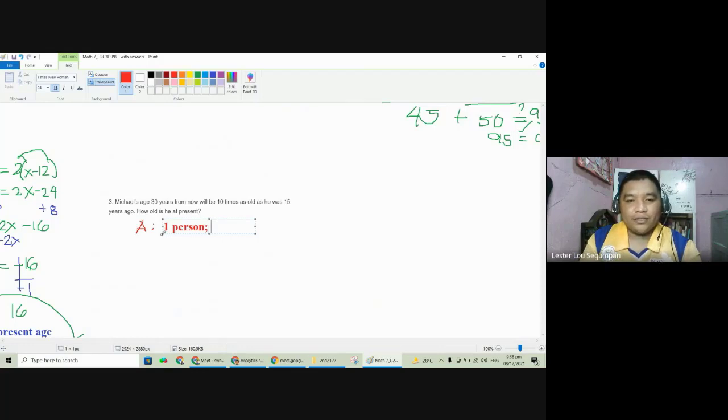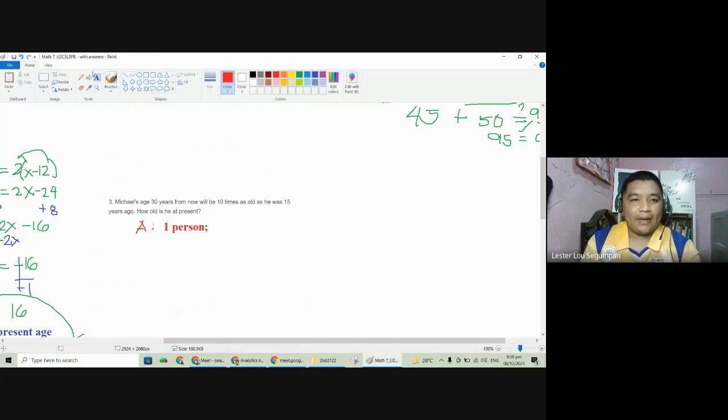We don't have other persons unlike number 1 and 2. However, here's the thing. How many time frames are being mentioned here? So you have here Michael's age 30 years from now. So it's given that there is the time frame for the future, 30 years from now. That's one. Will be 10 times as old as he was, the term was, 15 years ago.